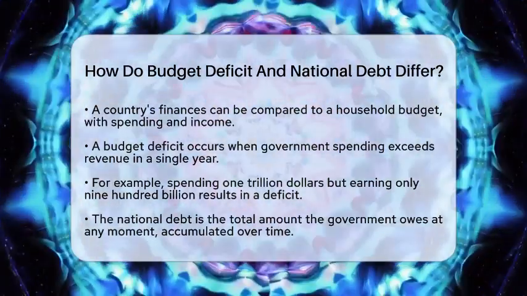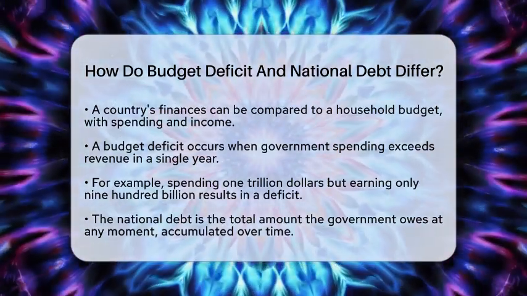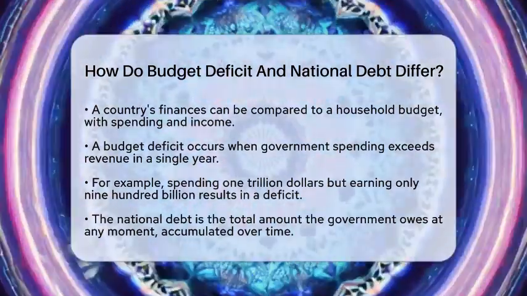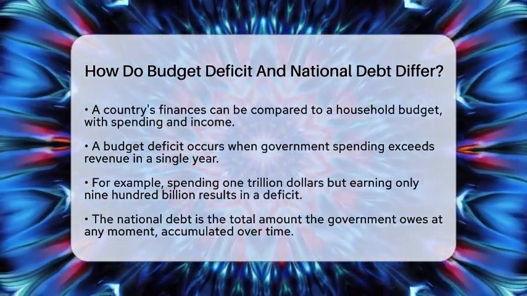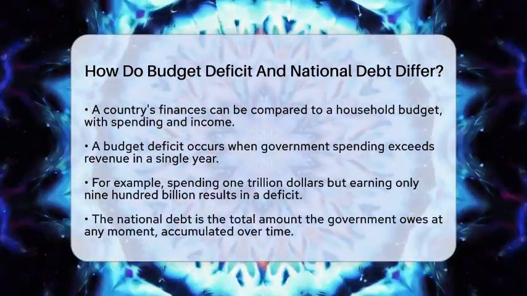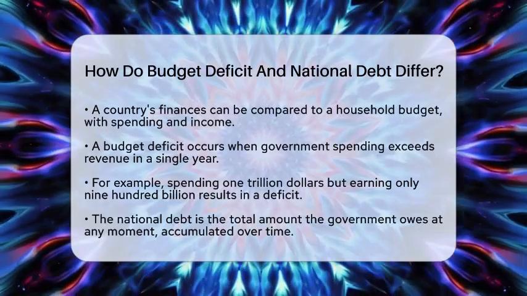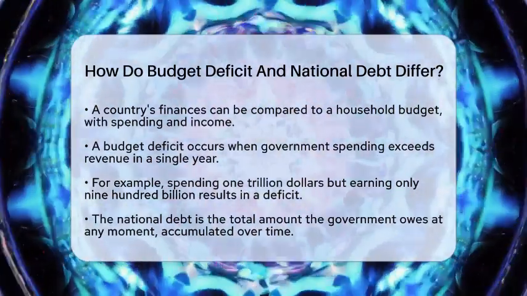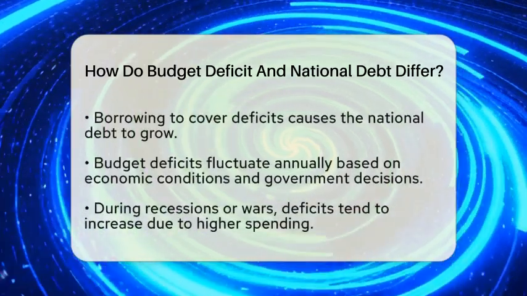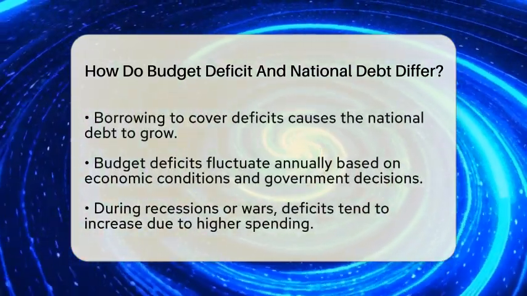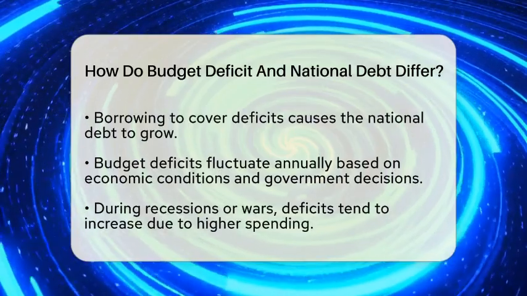A budget deficit happens when a government spends more money in a single year than it brings in through taxes and other income sources. For example, if a government spends $1 trillion but only collects $900 billion in revenue, it has a deficit of $100 billion for that year. This shortfall means the government needs to borrow money to pay for its expenses.